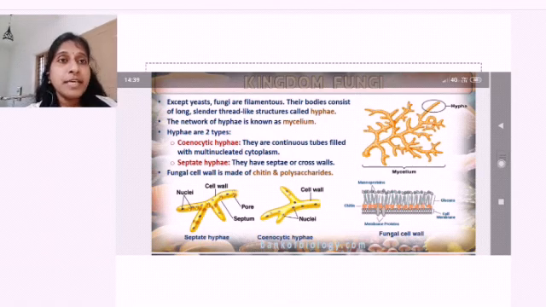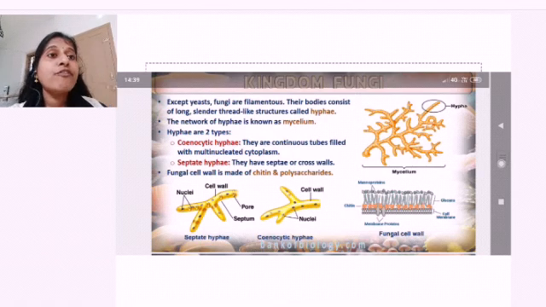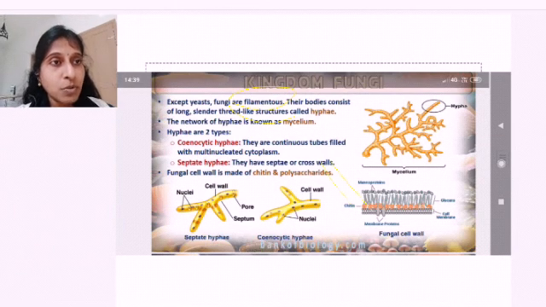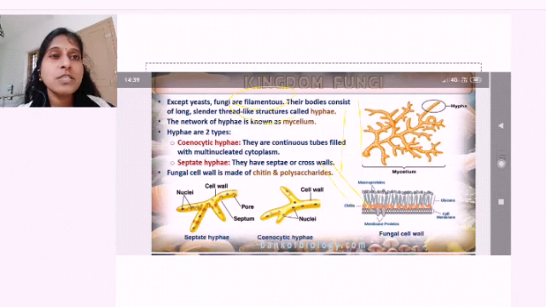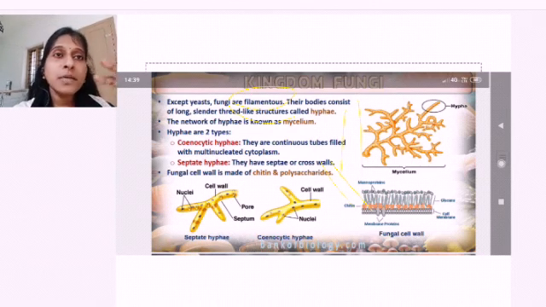Now, except yeast, most fungi are filamentous. Filamentous means they are like filaments. You can find rod-shaped structures. They are like filaments, and each and every filament I call hyphae. What do I call it? I call it hyphae. When these filaments are combined together, I call it mycelium.